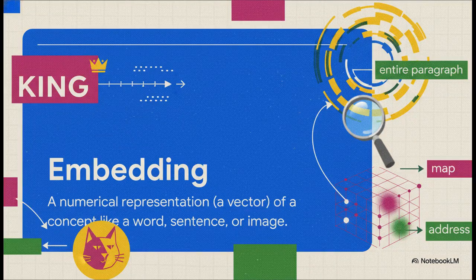And the process of creating that coordinate, that's called an embedding. So embedding is just the action of taking a concept, it could be the word queen, a picture of a dog, a whole paragraph, and translating it into its vector, its list of numbers. So an embedding is basically the street address of an idea on our map.